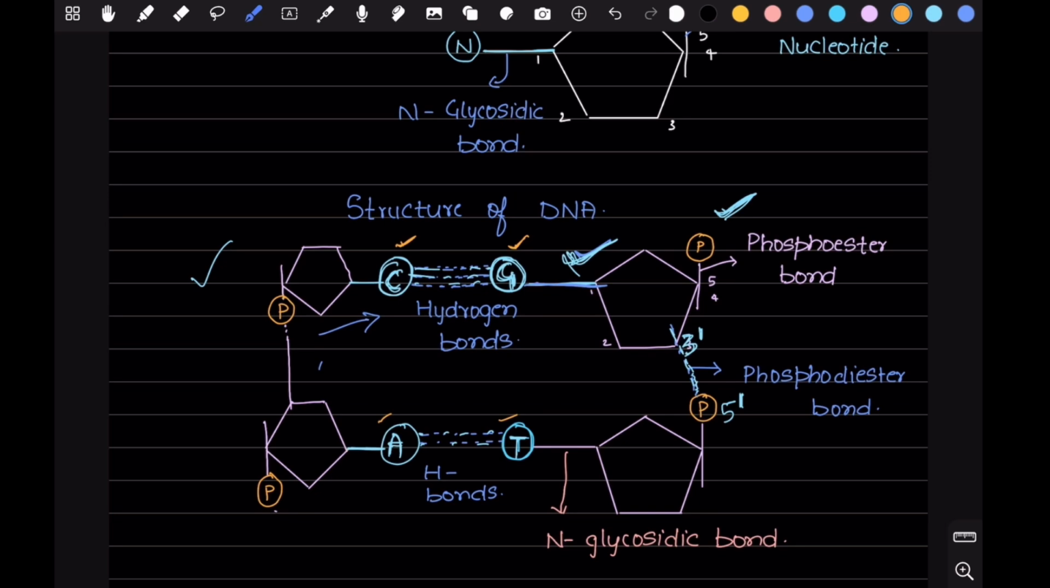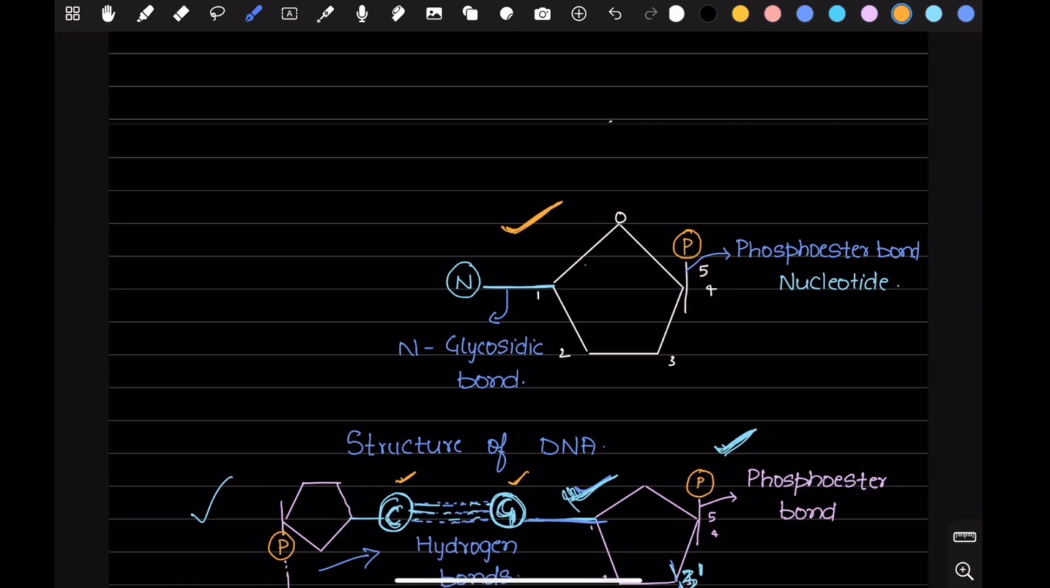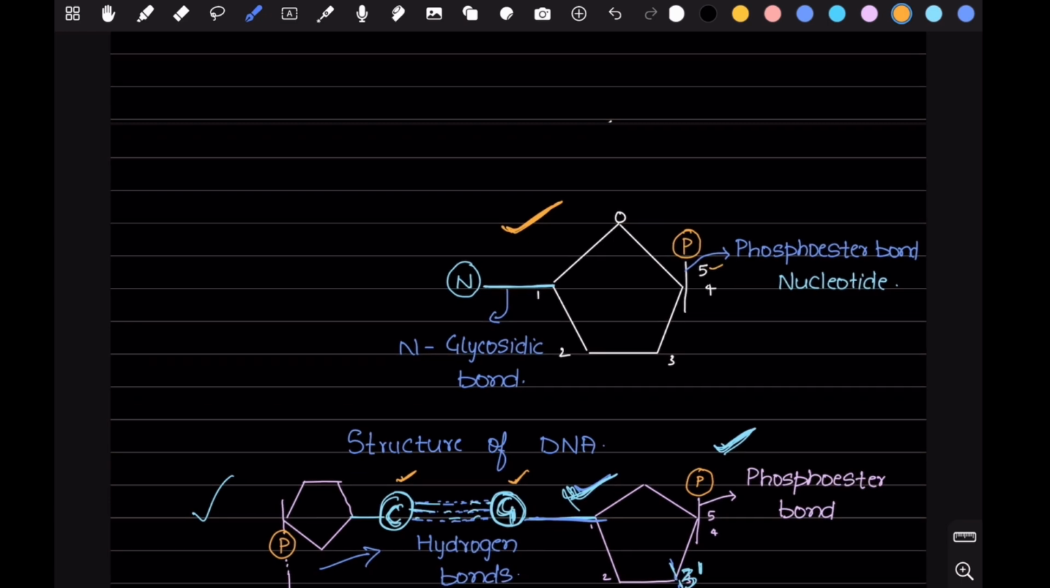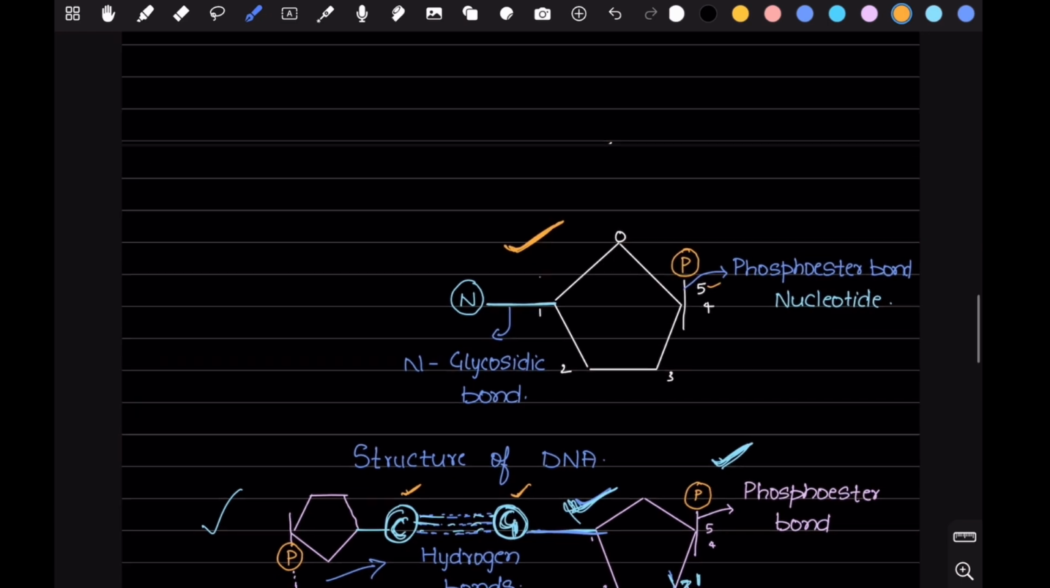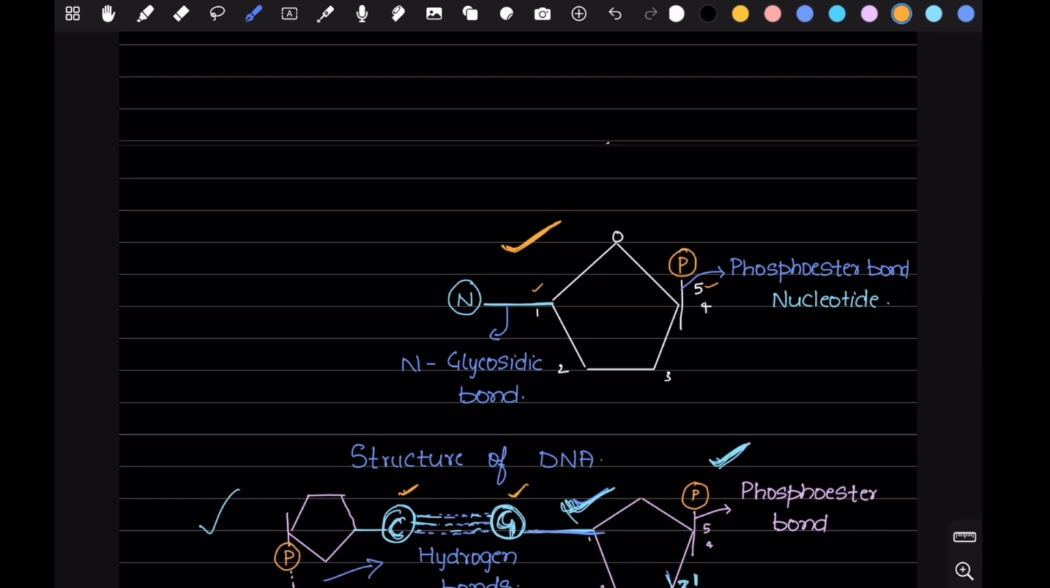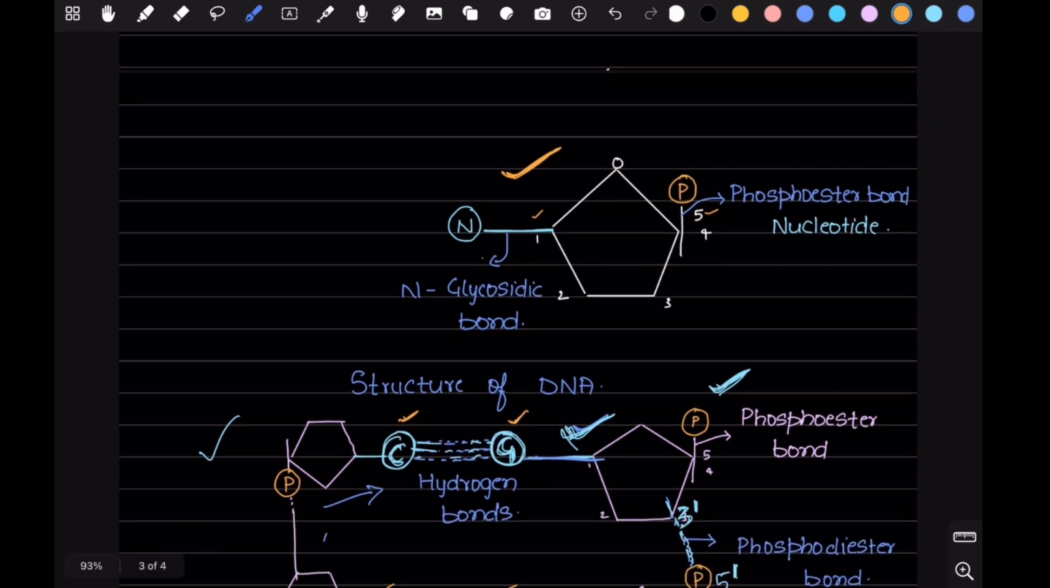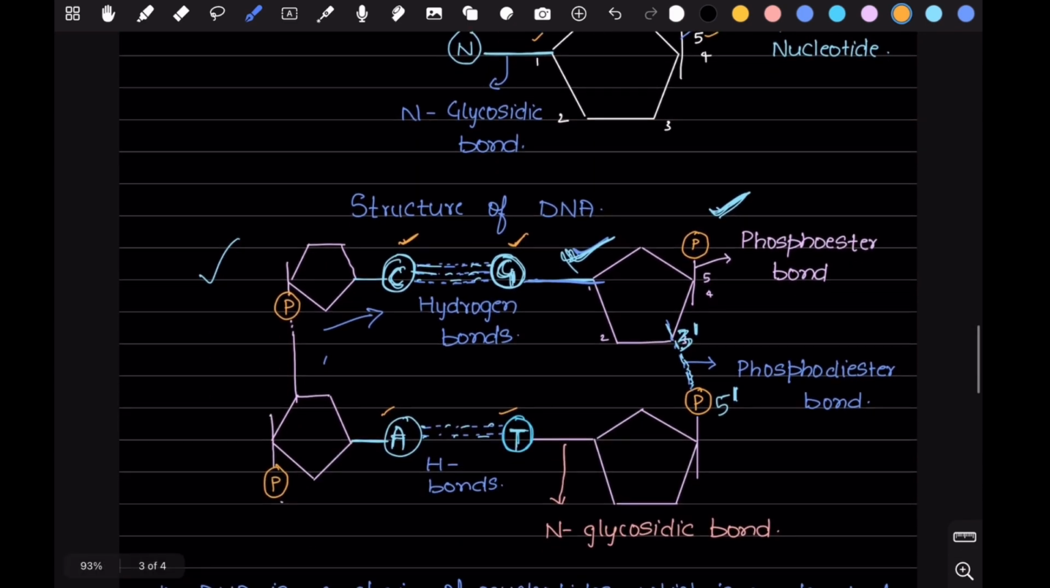Clear with that point? The next, if we see the structure of an entire nucleotide, we have a pentose sugar, that is the deoxyribose. If we see RNA, it is a ribose sugar. If we see a deoxyribose sugar, that is DNA. So we have a pentose sugar and phosphate present at the fifth position of the sugar, and there is a nitrogen base attached at the first position of the sugar. The bond between this phosphate and the sugar is known as phosphoester bond, and the bond between the nitrogen base and the sugar is called N-glycosidic bond.